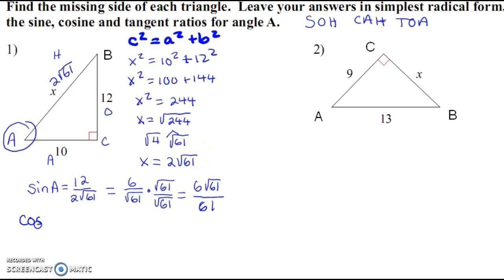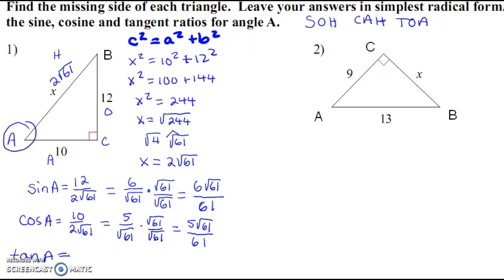Now cosine of A is going to be equal to adjacent over hypotenuse, so that's 10 over 2 root 61, which equals 5 over the square root of 61. Then we rationalize the denominator, same way we did before. We get 5 times the square root of 61 over 61.